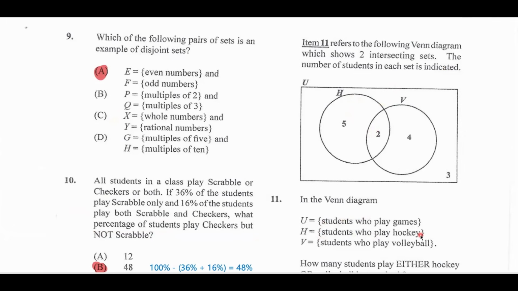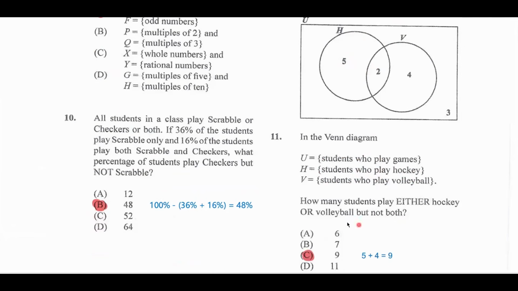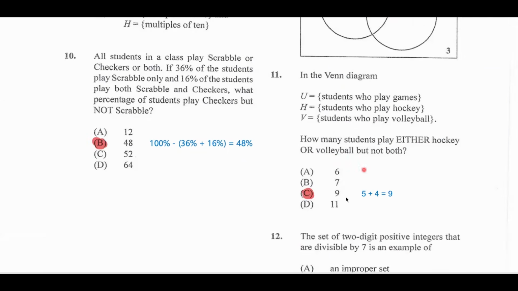H is the students who play hockey. V represents the set of students who play volleyball. U are students who play games. How many students play either hockey or volleyball but not both? It'll be 5, add 4 to give you 9.